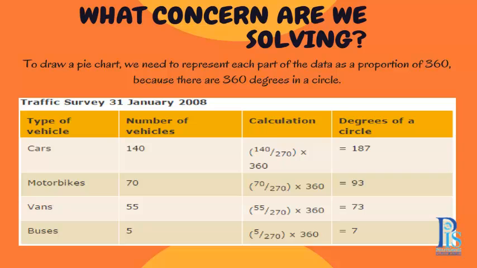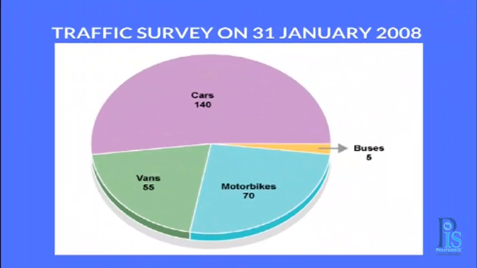For example, if 55 out of 270 vehicles are vans, we will represent this on the circle as a segment with an angle of 55 over 270 times 360 equal to 73 degrees. This will give the following results. The data is represented on this pie chart.